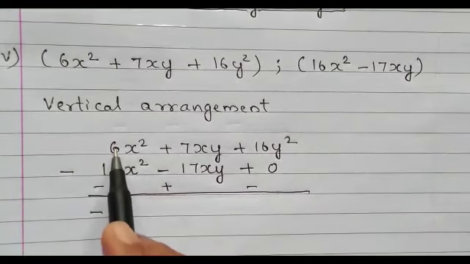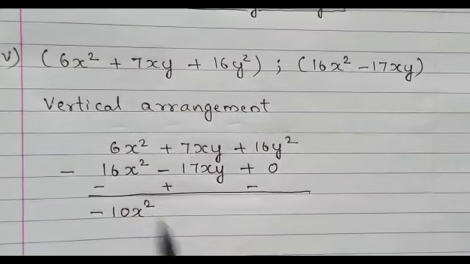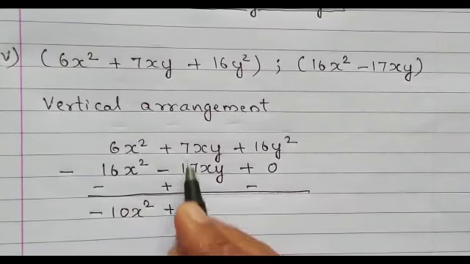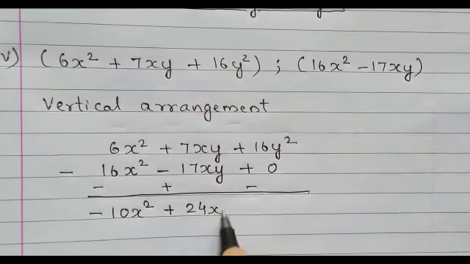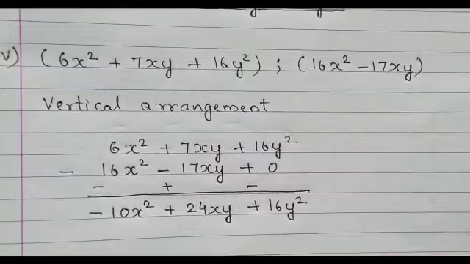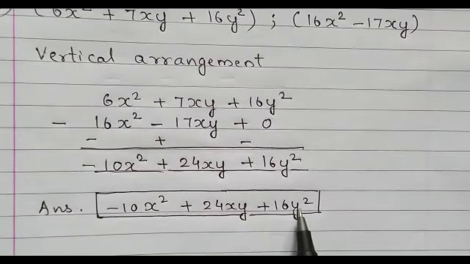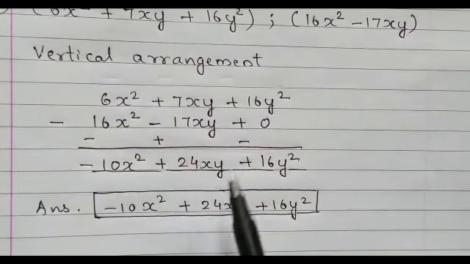The difference between 16 and 6 is 10. So you have minus 10x square. Here both are positive. So plus 17 plus 7 is 24xy. And the last term plus 16y square. The answer is minus 10x square plus 24xy plus 16y square. Please solve the same sum using the horizontal arrangement.